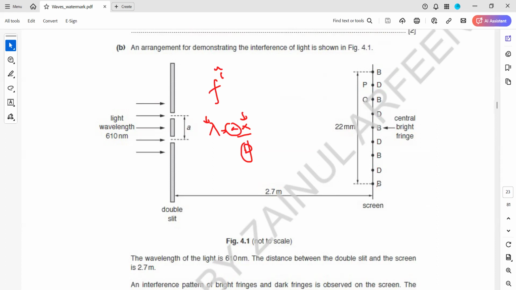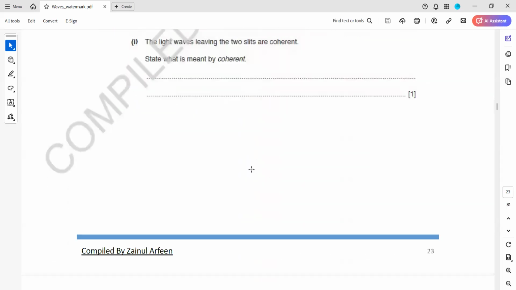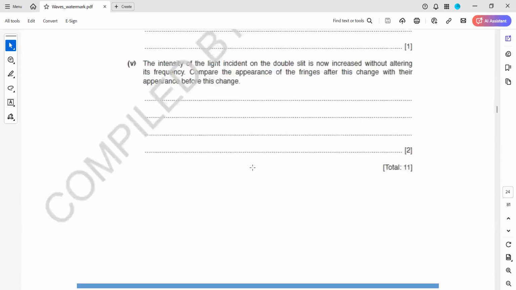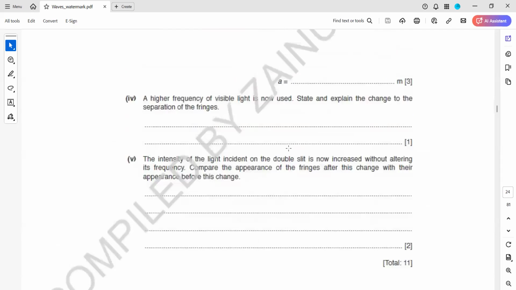So it means we will have more bright and dark fringes. Like here we are having 4, but we will have more than 4, like 8 bright and dark, and we'll have more as the spacing decreases. The intensity of the light incident is doubled without altering the frequency. Compare the appearance of the fringes before and after.